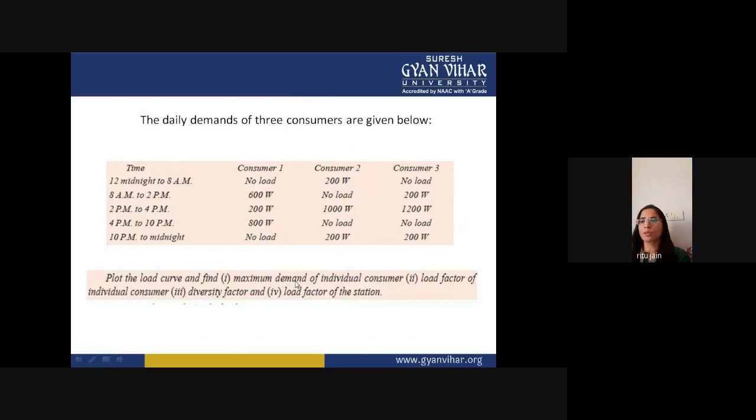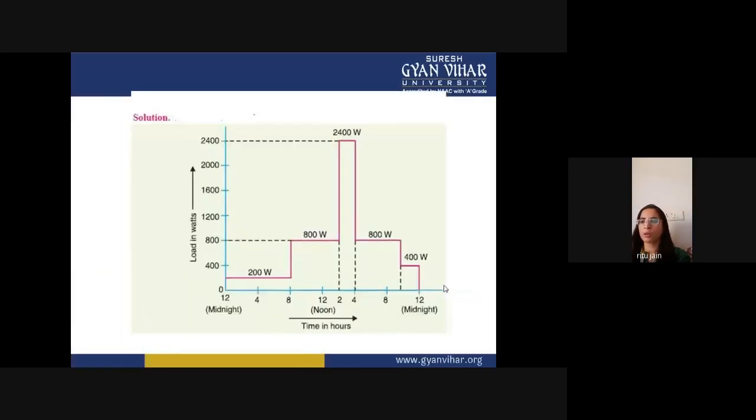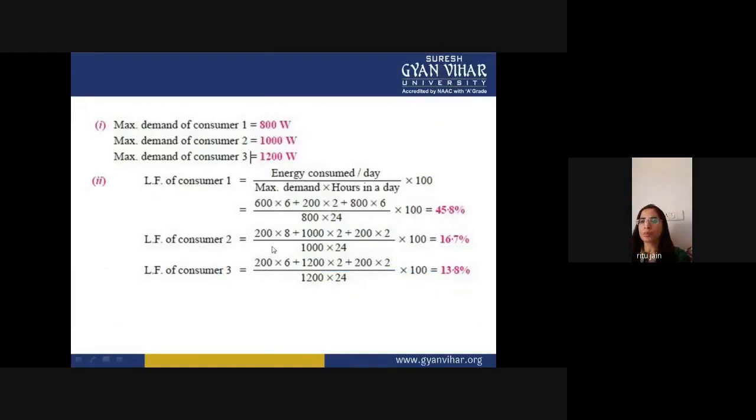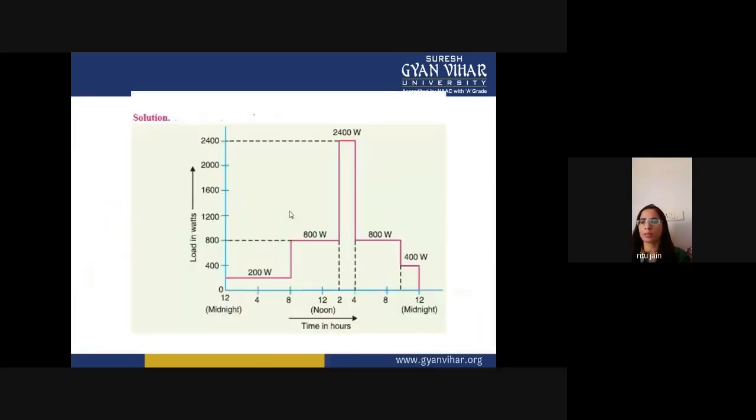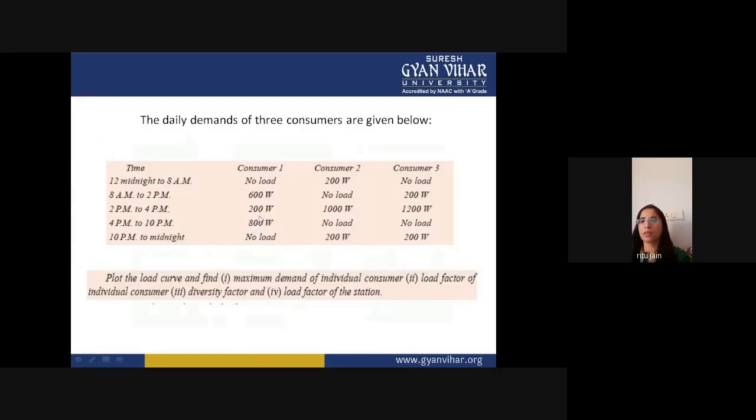So first you have to calculate the maximum demand of each individual consumer. You have already calculated that. Now you have to calculate the load factor of each individual consumer, which you can calculate by this formula. So consumer 1 is consuming 600 watt for 6 hours, and 200 watt for 2 hours, and 800 watt again for 6 hours.